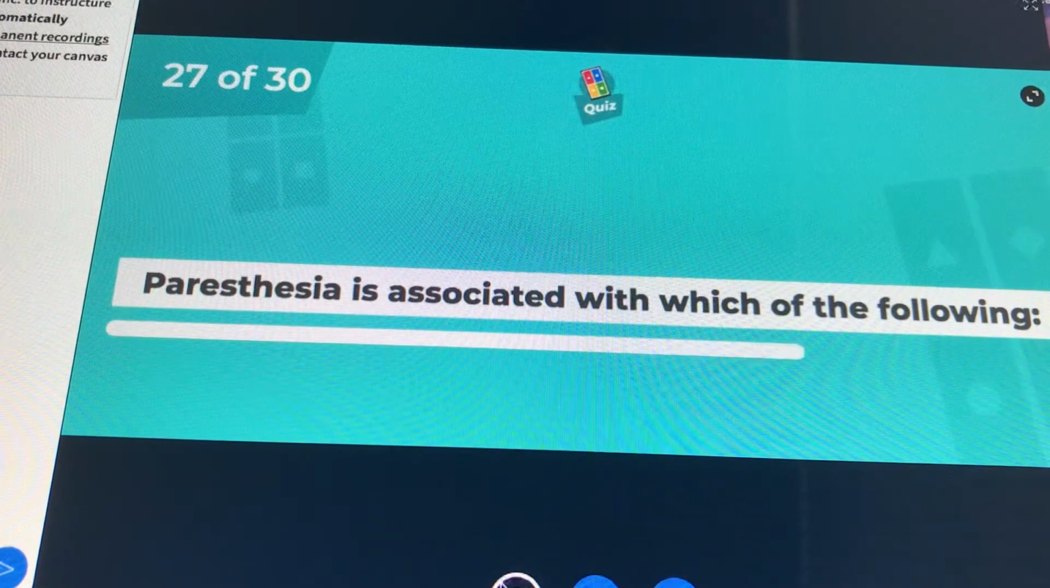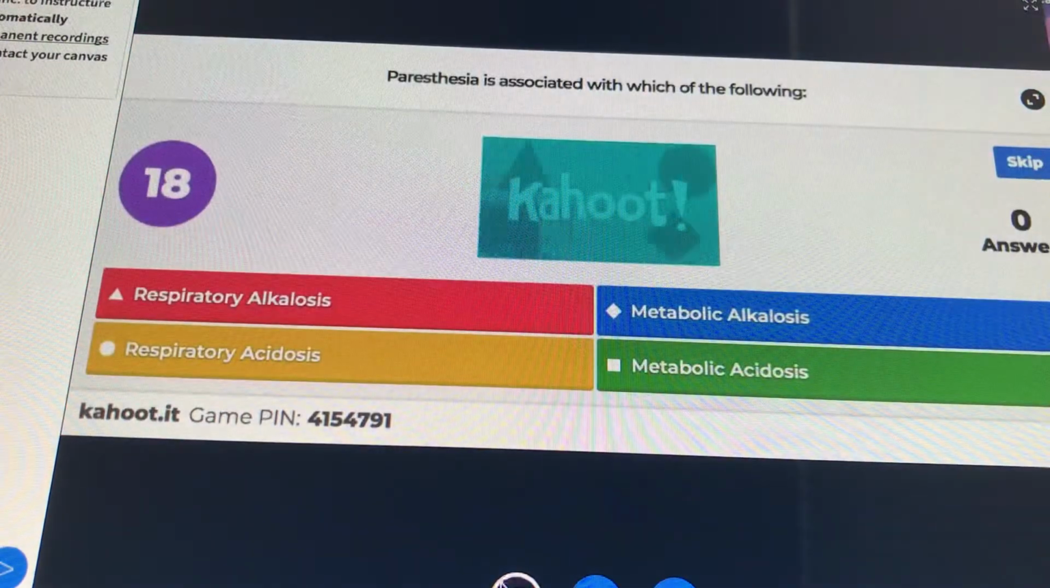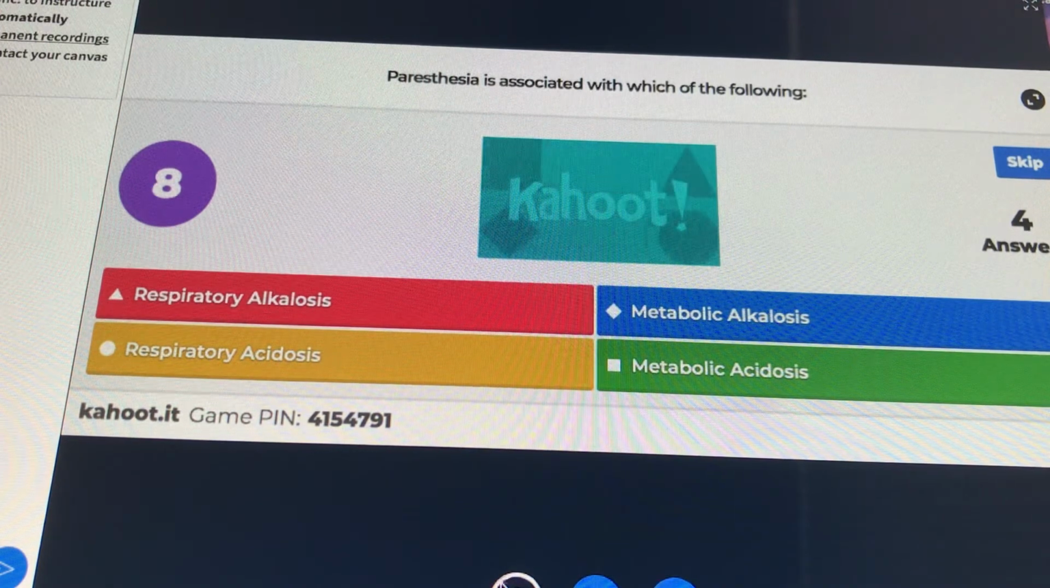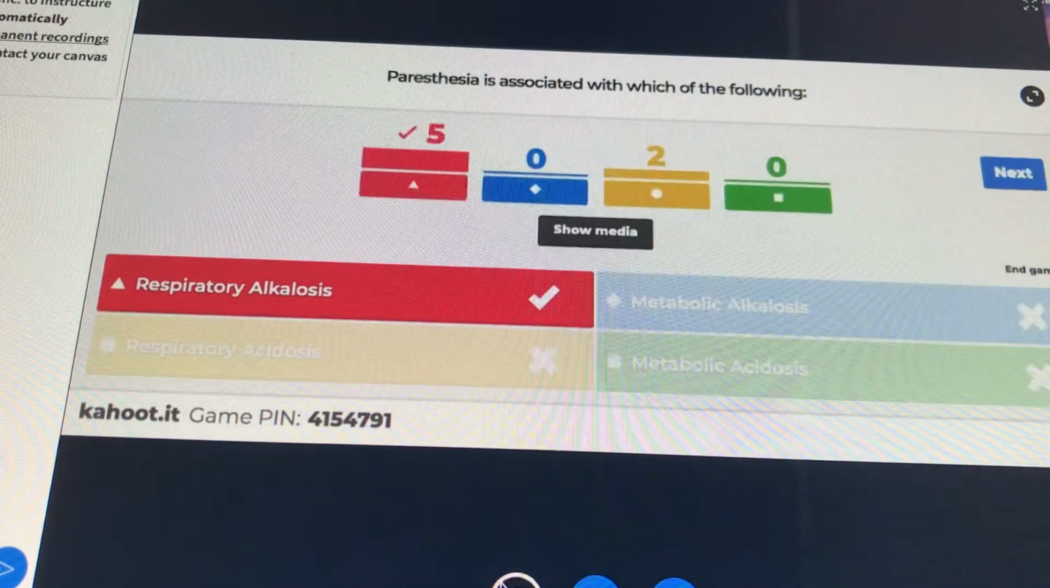Paresthesia is associated with which of the following? Paresthesia, of course, is numbness and tingling of the extremities because of hyperventilation. Which of these is associated with hyperventilation? That would be respiratory alkalosis.